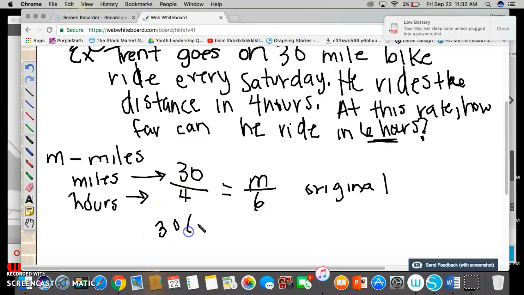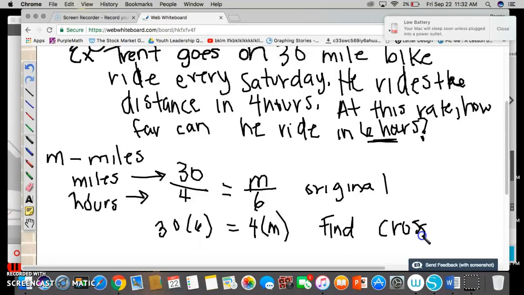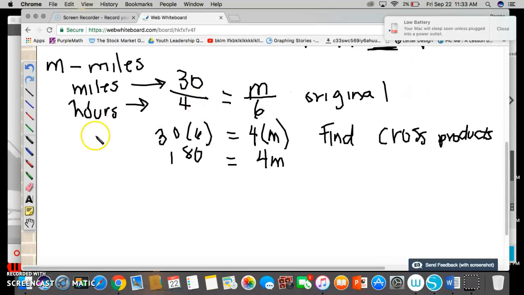That's 30 times 6 equals 4 times M. 30 times 6 is 180, and 4 times M is 4M. Then we get down to our basic one-step equation. We're going to find M, because M represents the miles, and that's what we're looking for. So we divide by 4 on both sides. 180 divided by 4 is 45, and that equals M. So he will be able to travel 45 miles in 6 hours.